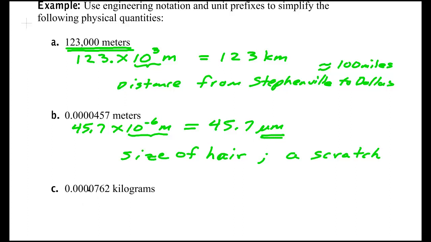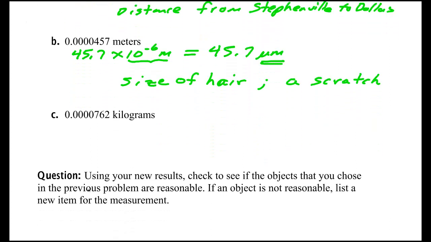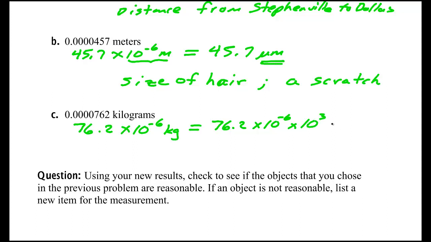One more along the same line. Let's take this number here. Let's see, it's 3 and 6. So this is 76.2 times 10 to the minus 6 kilograms. Now, kilograms, the reason I did this one, it's kind of weird. All right, let me make sure I did that right. Yes. A kilogram, remember, is 10 to the third grams. So this is 76.2 times 10 to the minus 6 times 10 to the third grams.